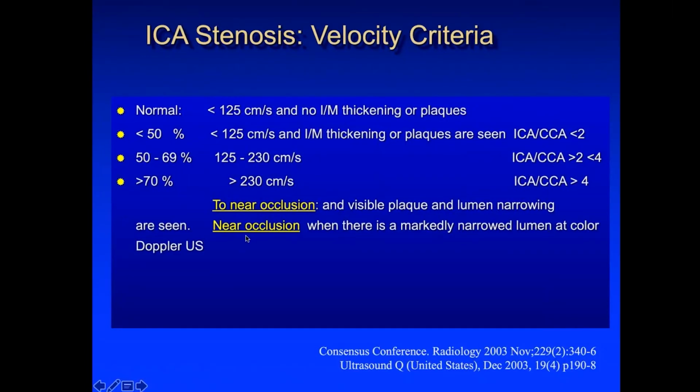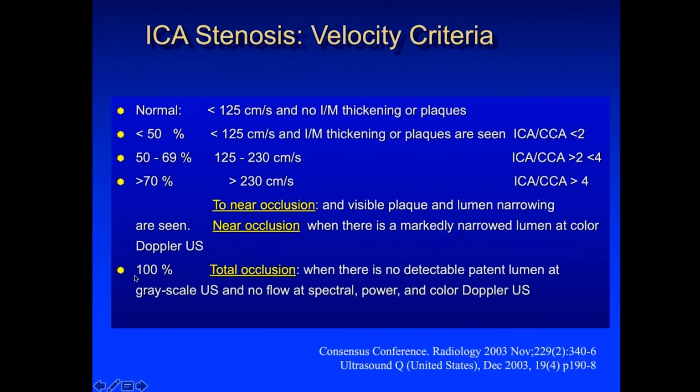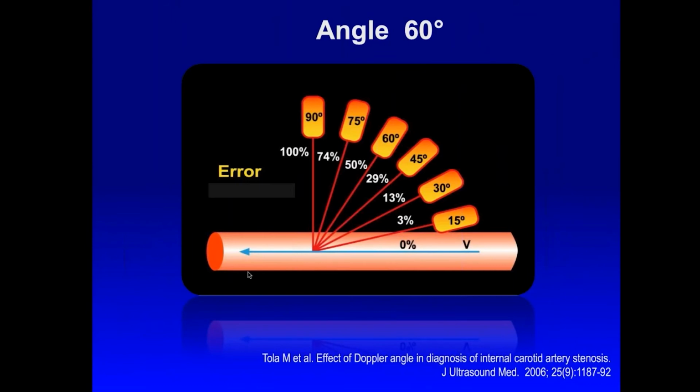We have near occlusion and near-to-near occlusion. In this case, the velocity frequently has a drop of the value. And 100% is total occlusion: no echo signal in B mode or Doppler. There is no lumen that we can see. All these calculations were done with an angle correction of 60 degrees. So if you are going to use that, you need to adjust your angle to 60 degrees.